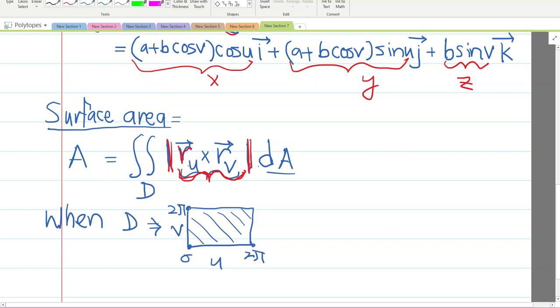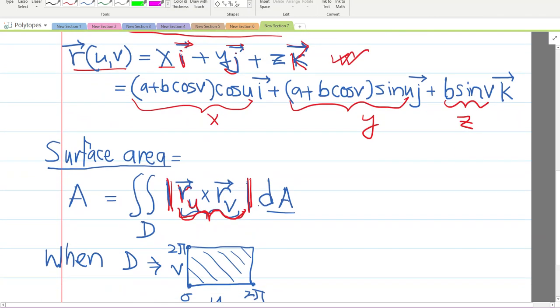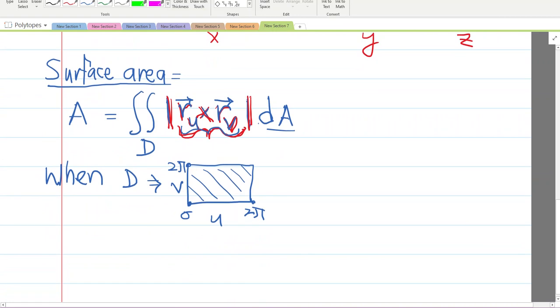So how do we compute this vector? This r subscript u means take the partial derivative of r, since r is a vector function of two variables, u and v. So we can compute the partial derivative of r with respect to u, and this is the partial derivative with respect to v, which is r sub v. And this cross means this is not an ordinary multiplication. This is called the cross product of two vectors. So let's first compute this cross product and then change this double integral into an iterated integral.